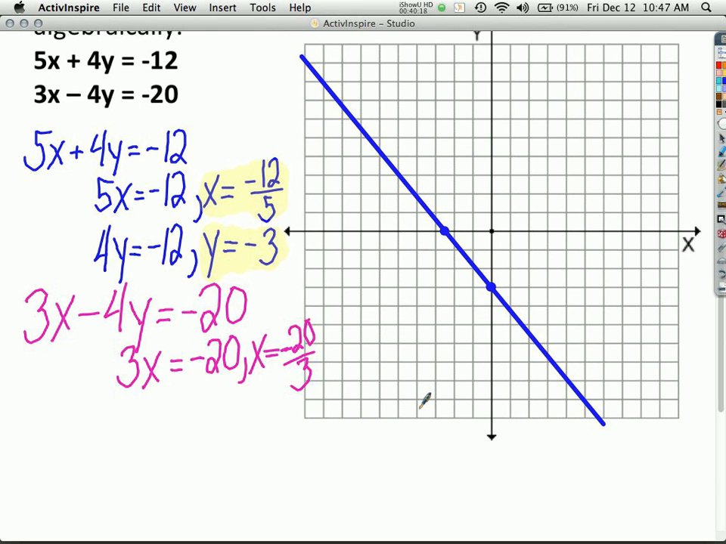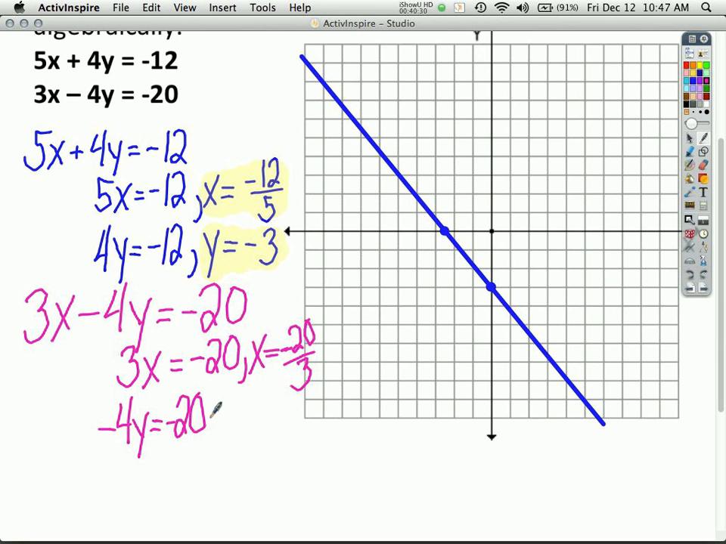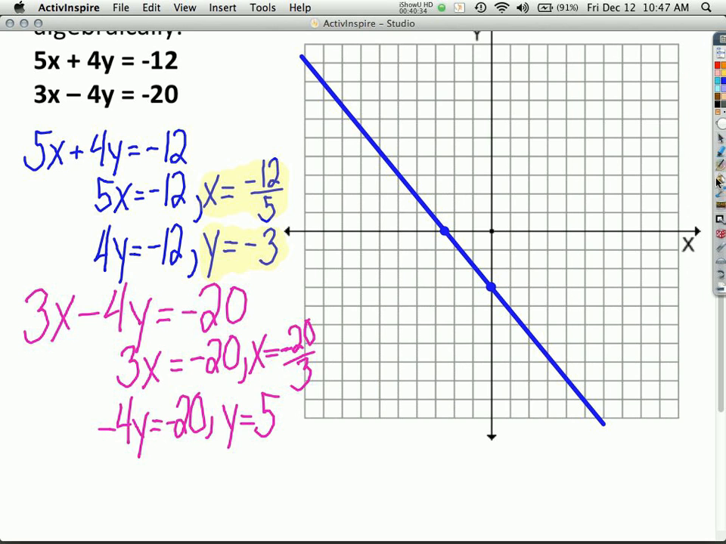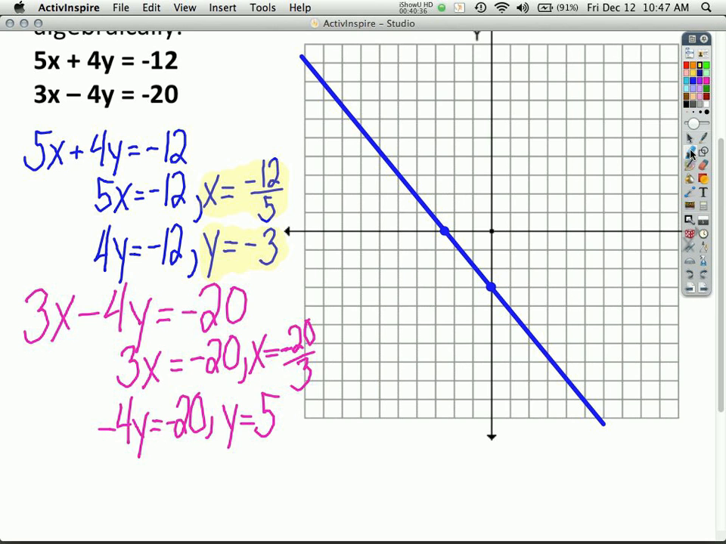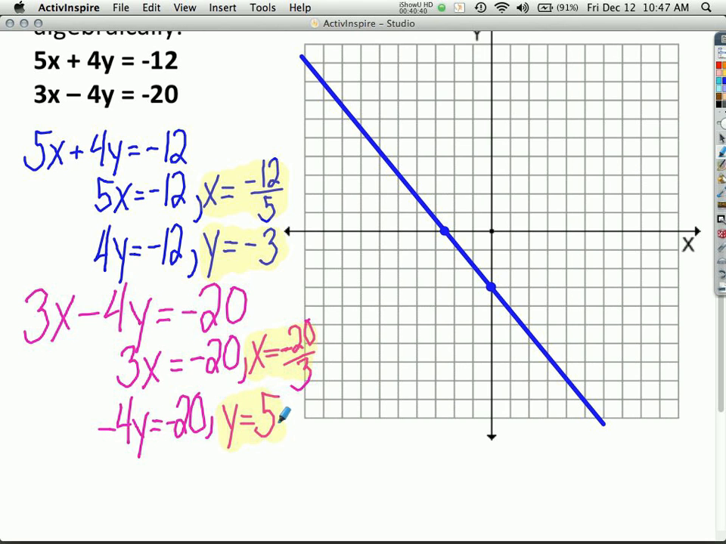Now we need the y-intercept. So we make the x a 0. We are left with negative 4y equals negative 20. And that one comes out a little bit more friendly. We get y equals 5. And so again, we got the x-intercept. We got the y-intercept. Plot them both and draw a line.